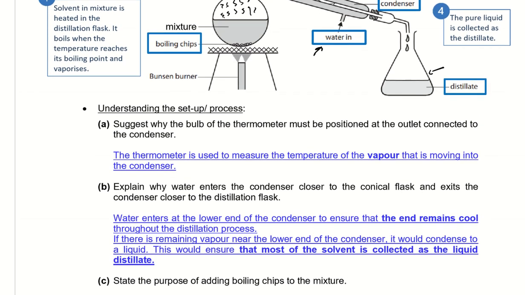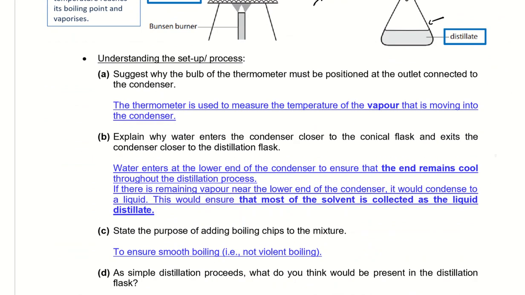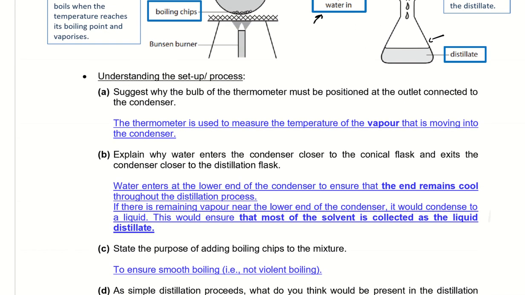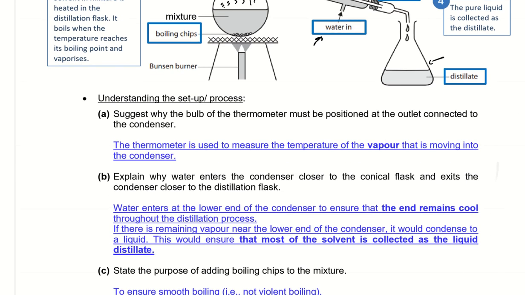Lastly, why do we use boiling chips in the flask? To ensure smooth boiling. And lastly, as simple distillation proceeds, what do you think would be present in the distillation flask? A saturated solution containing the solute and a smaller volume of the solvent. Because as you heat up, as time goes by, there will be less and less solvent inside this mixture, and there will be more and more of the soluble solids left behind.